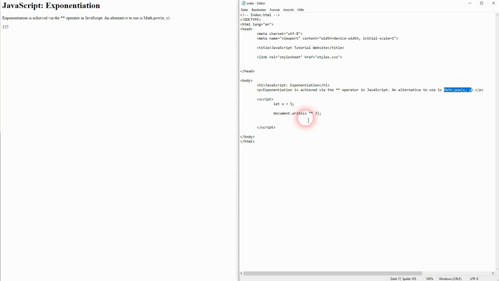And I've said Math.pow can be used as well. It's Math.pow and then regular brackets, x and y. x is the number, and I believe in English it's called the base, and y is the exponent. So when we make that x and 3, we have 5 to the power of 3. So 3 is the exponent, 5 the base, and therefore we'll still get 125.